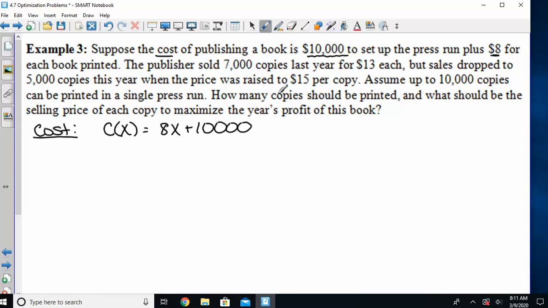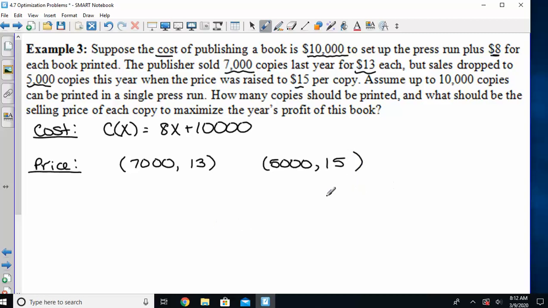Okay. Then I'm giving you information about this stuff. What's happening based on the price. Okay, so if I'm trying to figure out an equation for my price, we have to write it as an ordered pair. X would be the number of copies, and then Y would be the price. So when we sold 7,000 copies, the price was 13. When we sold 5,000 copies, the price was 15.